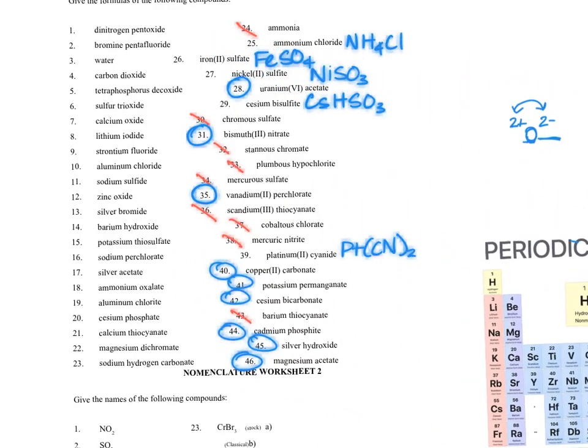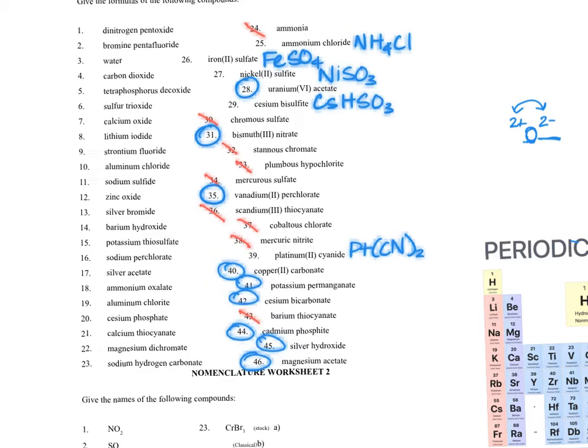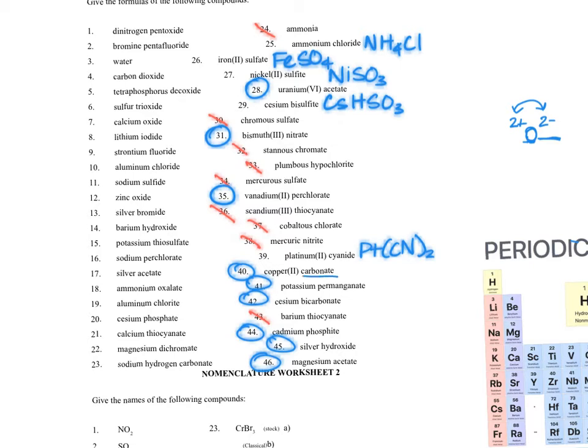So the rest of them again, if there are any polyatomic ions like carbonate, permanganate, bicarbonate, etc. Really easy Google search. You just need to know how to balance the charges. I don't expect you to memorize them. I just want you to know how to use them.